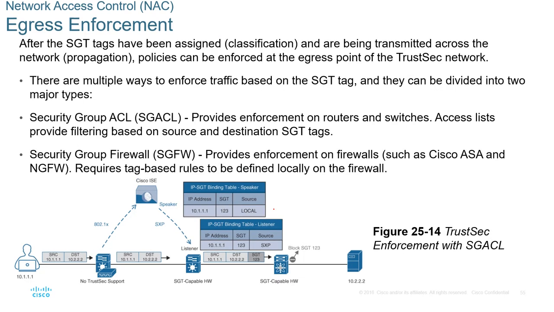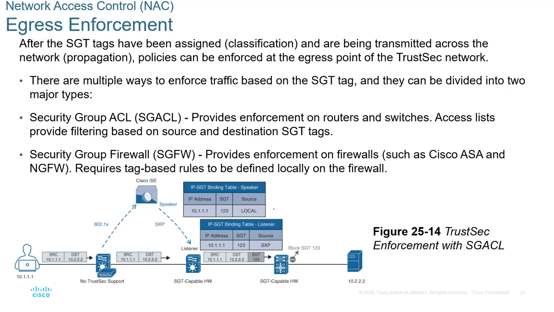So now let's look at egress enforcement. So after the tags have been assigned or classified, and after they've been transmitted across the network or propagated, policies can be enforced at the egress point of the TrustSec network. If you have content that is internal only, we can set a way to prevent that tagged data from leaving the network. So there are multiple ways to enforce this. There are two main types. We can do security group ACLs or SGACLs, or we can do a security group firewall.